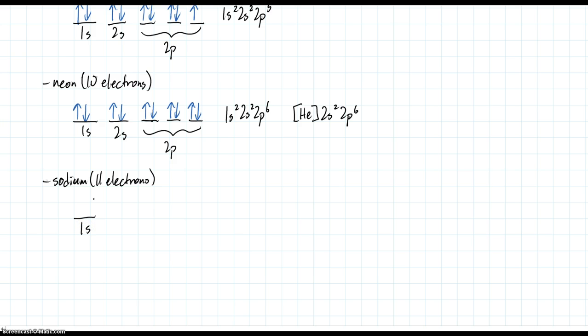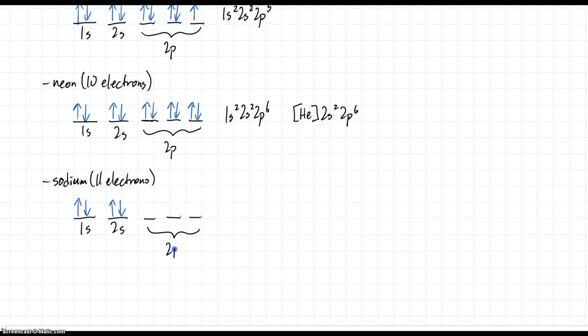We start with the 1s sublevel, we put in a spin-up electron, then we fill the orbital, fill the sublevel I should say, with a spin-down electron. Similarly for the next sublevel that fills, 2s, first we add a spin-up electron, then we finish the sublevel with a spin-down electron.